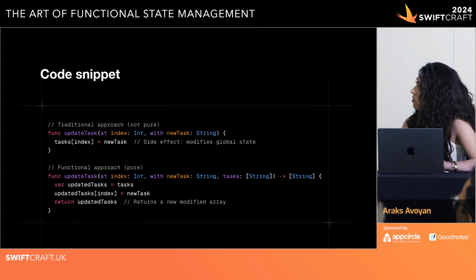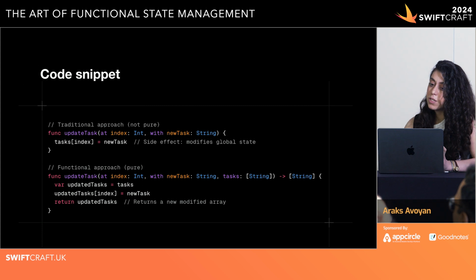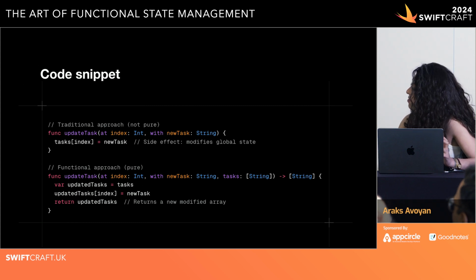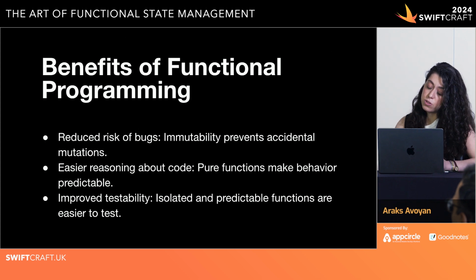Here's an example. Here, the traditional update task function modifies the global tasks array, making it an impure function. The functional approach creates a new copy of the array with the update, ensuring consistency and avoiding side effects. By using immutability and pure functions, functional programming offers several advantages for state management in iOS apps.